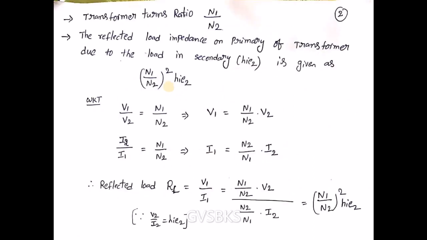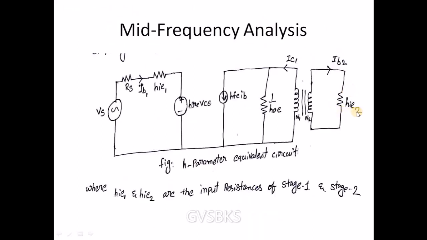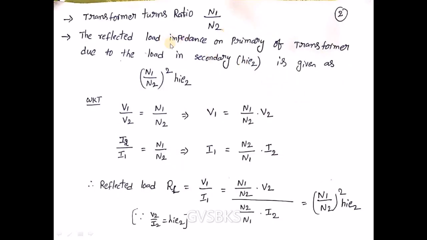In transformers, we know the turns ratio N1 by N2. As we have connected hie2 in the secondary of the transformer, this will reflect into the primary. So we have to find the reflected output resistance for stage 1. That is the reflected load impedance on the primary of the transformer due to the load connected in the secondary, which is given by (N1 by N2) whole square into hie2.